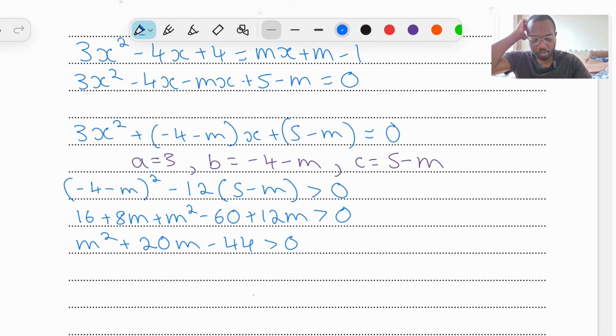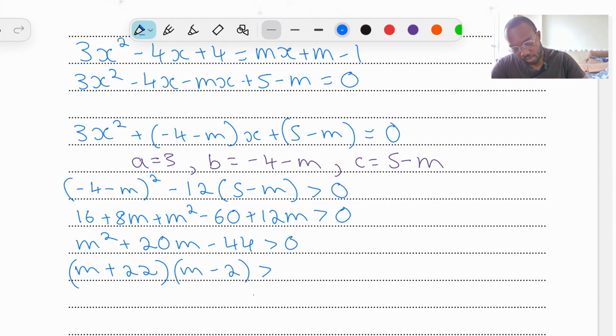So now we need two numbers which multiply to make minus 44 and sum to make 20. So that would be a positive 22 and a minus 2. So therefore, m plus 22, m minus 2, okay, this would have to be greater than 0. Therefore, if I just put the values here, we get m is equal to minus 22, and we get m is equal to 2. And if I just draw a little graph here to show what this quadratic would look like, we know that it's going to be a positive, it's going to be the U shape.